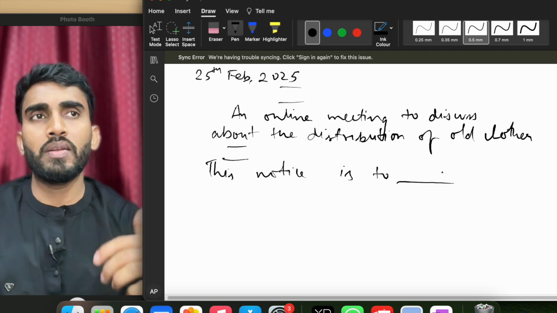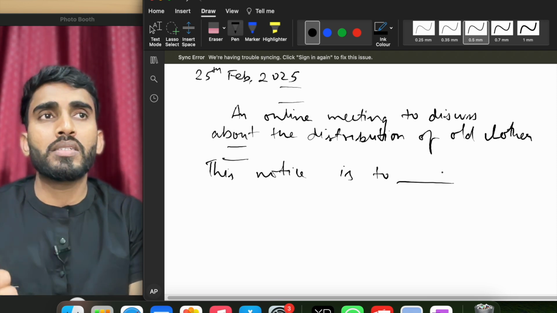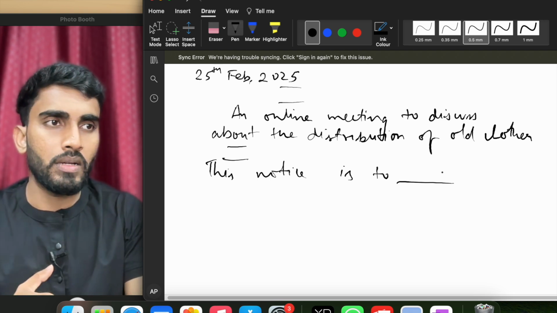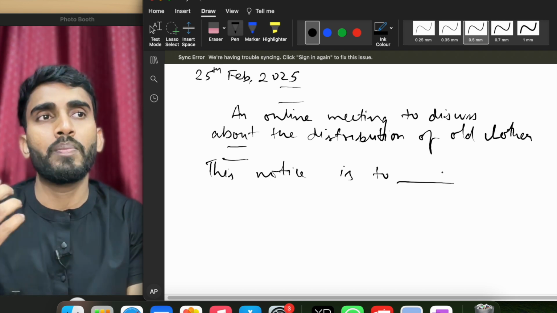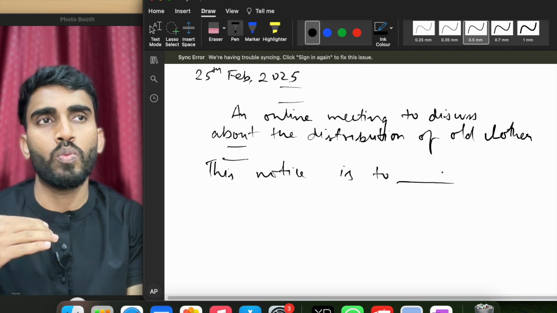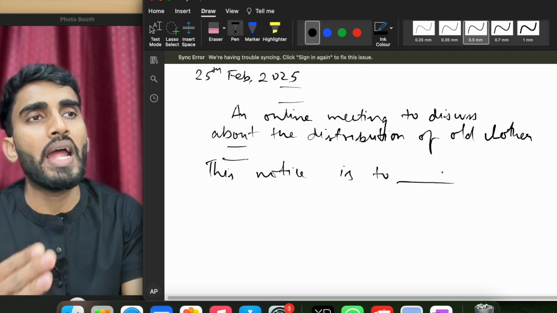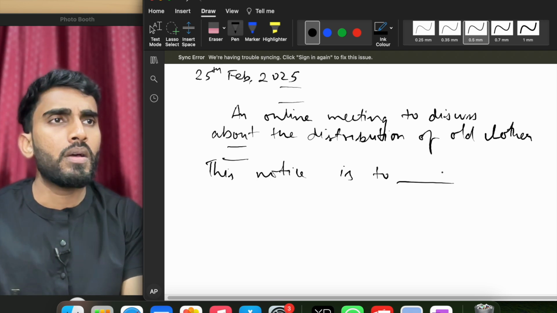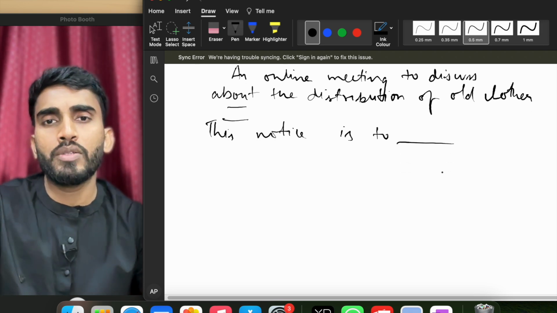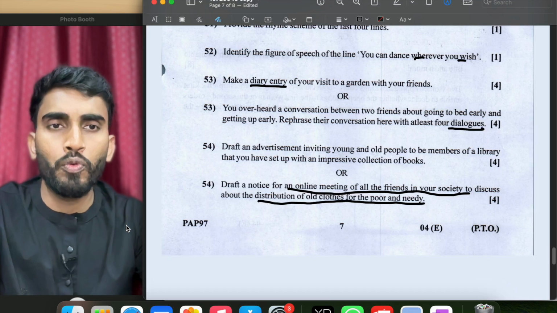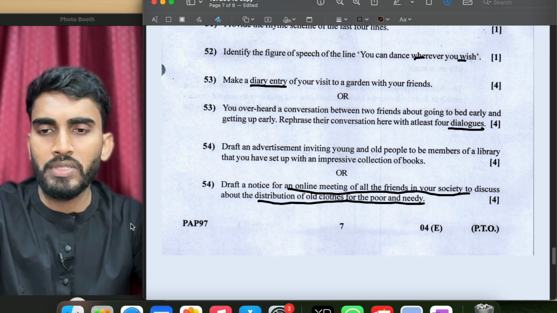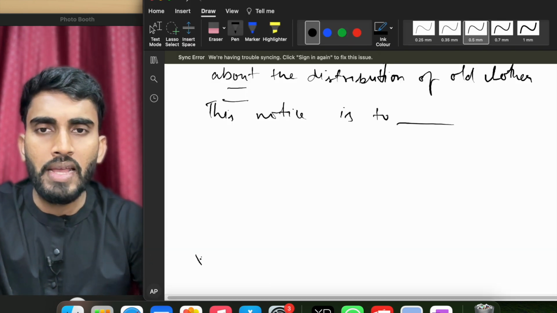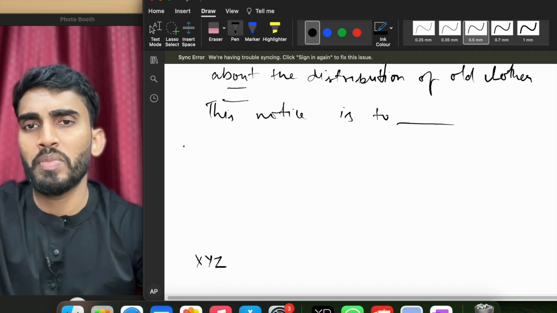And after writing the details, you can end the notice by writing that, let us come forward and share the warmth with those who are poor and needy, and make this society a better place. In the end, you have to end it. Specifically here it was not mentioned who you are, whether a secretary or a principal or whatever. You can end it by writing XYZ, wherever it is not mentioned specifically.